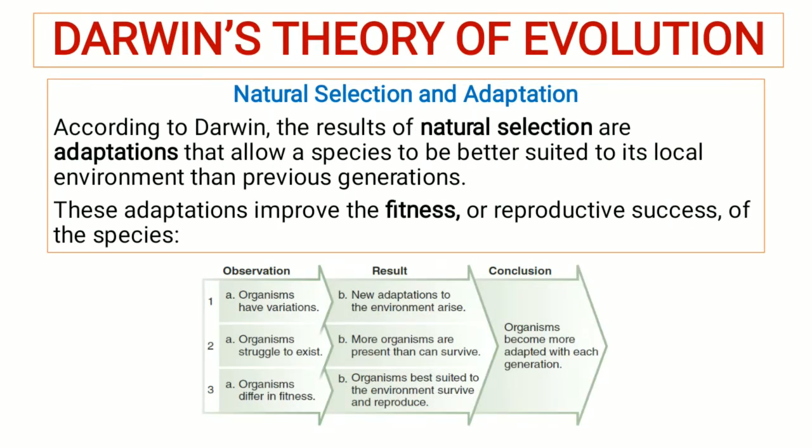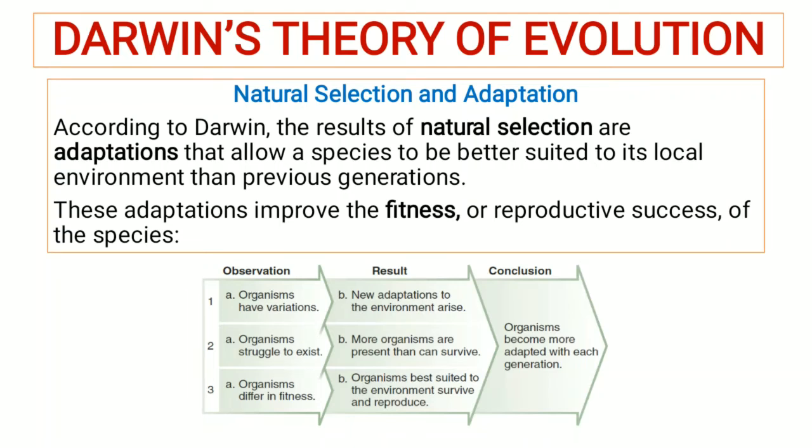Next is natural selection and adaptation. According to Darwin, the results of natural selection are adaptations that allow a species to be better suited to its local environment than previous generations. Natural selection occurs as a result of adaptations, and adaptations are because of the variations that exist in the population. These variations enable a few of the individuals in that population to be well suited for that particular environment as compared to their previous generations. So these adaptations improve the fitness or reproductive success of the species.